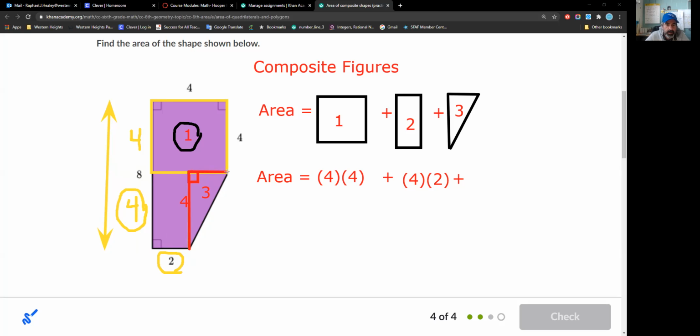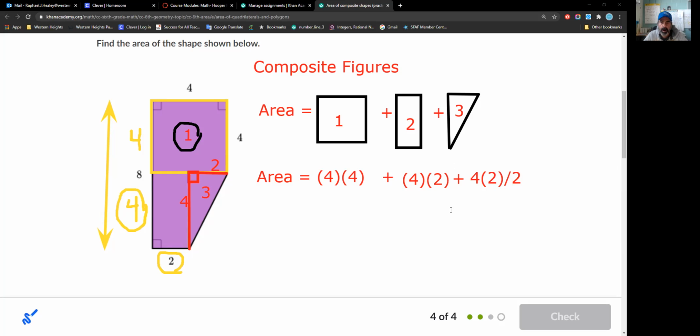And then we have to figure out what this is here, right? Well, I want you to notice something. This is 2. See the 2 down here? If you come up, that's a 2, and that's a 2. So that's going to be a 2. So let's put a 2 right there. So the area of the triangle is 4 times 2 divided by 2.